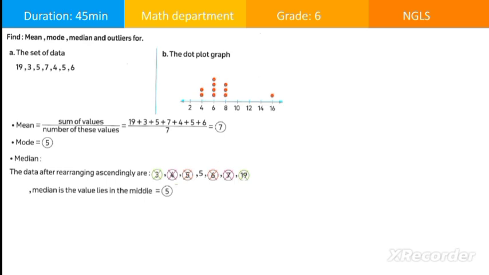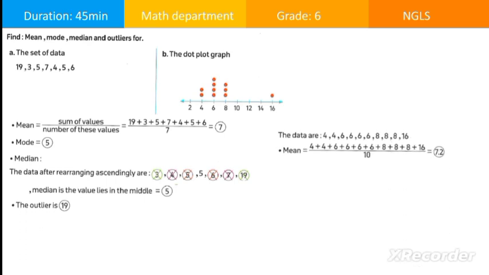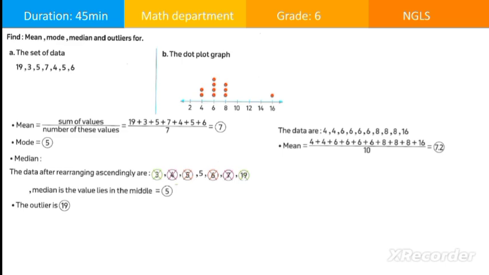Letter B, the dot plot graph. In the dot plot we have 2 dots at 4, 3 dots at 6, 3 dots at 8, and 1 dot at 16. The mean is the sum of values over their number, so 4 plus 4 plus 6 plus 6 plus 6 plus 8 plus 8 plus 8 plus 16 over 10, equals 72 over 10, equals 7.2.